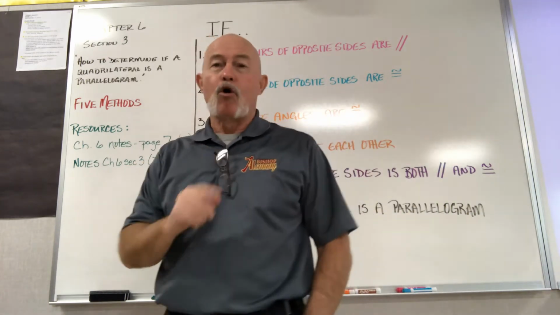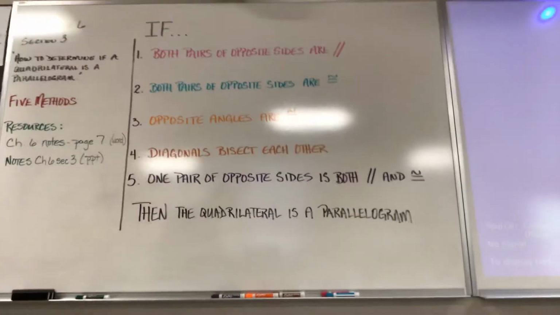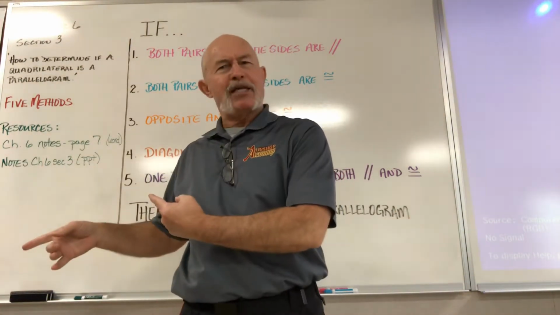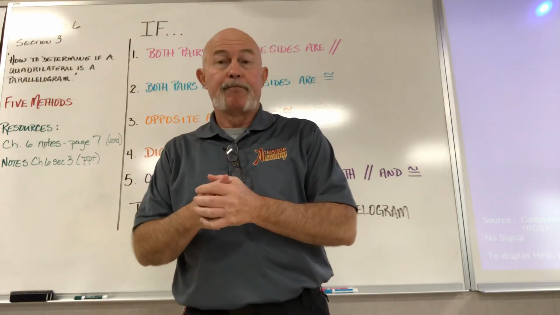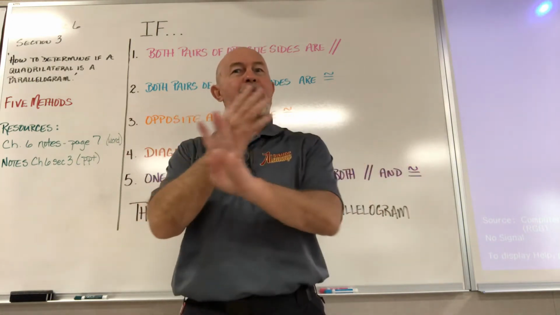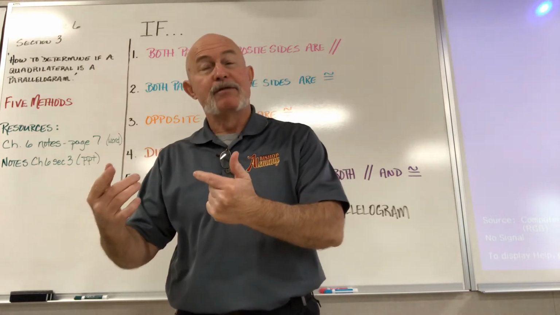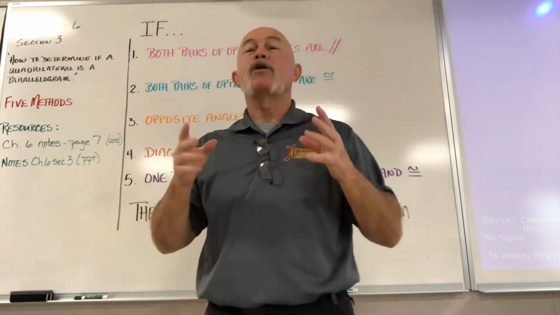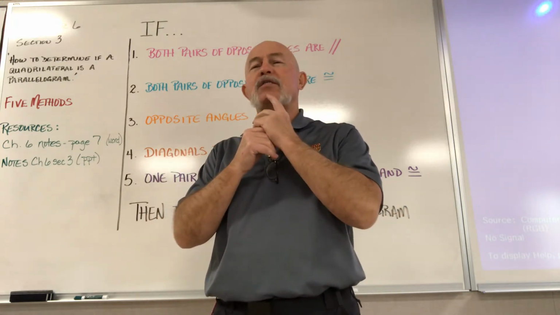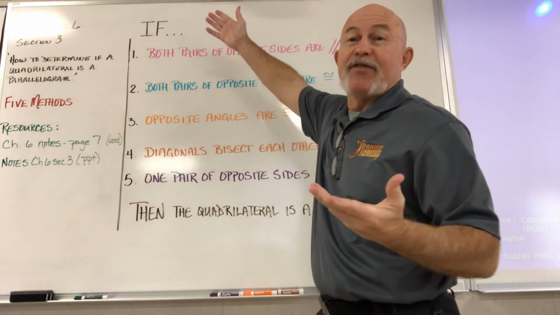Let's go over these 5 methods. Now, these 5 methods you're going to look at and go, wait, these are very familiar. I just saw them yesterday. And you would be right. Because these are the converse, remember, changing the hypothesis and conclusion. These are the converse of the properties of parallelograms. So, we're going to trick the quadrilateral. We're going to check to see. And here's how we're going to do it. Each of these are if-thens.